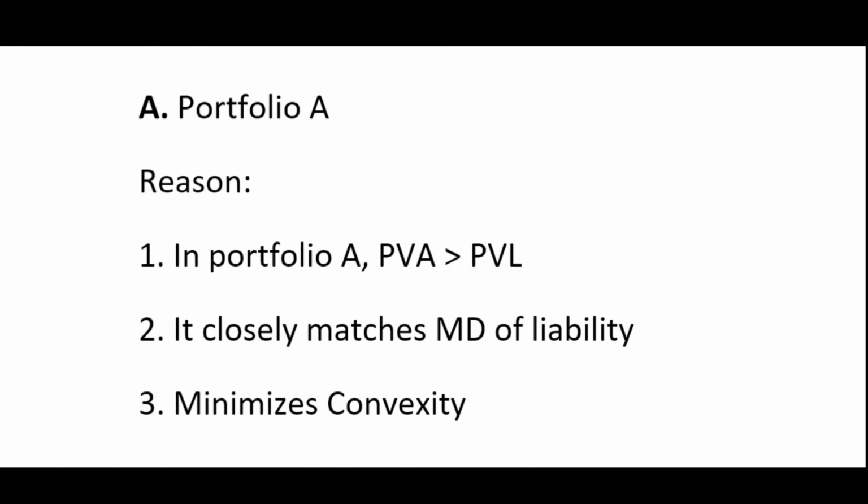So if you look at this answer, the student has written portfolio A, full marks. And the reason that the student has given seems to be correct. That for portfolio A, PV of asset greater than PV of liability. Duration matches closely. Minimizes convexity. So seems to be correct. But the problem is that when they are asking for justification, they are asking you to eliminate the other two portfolios. The student has not explained that. Why portfolio B is eliminated, why portfolio C is eliminated.